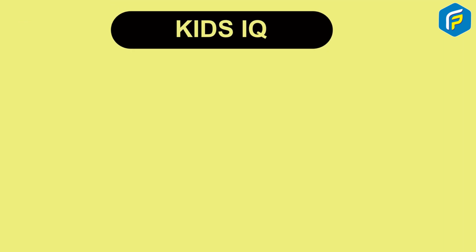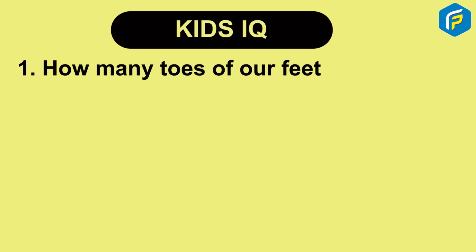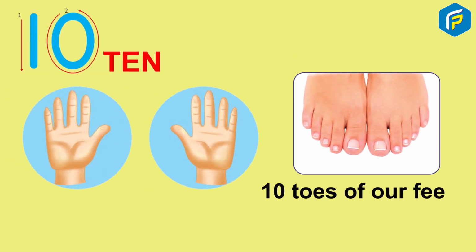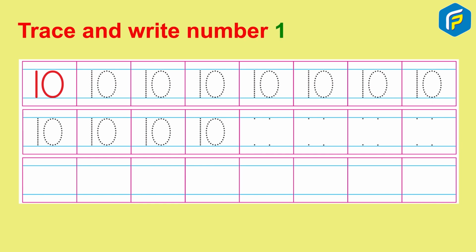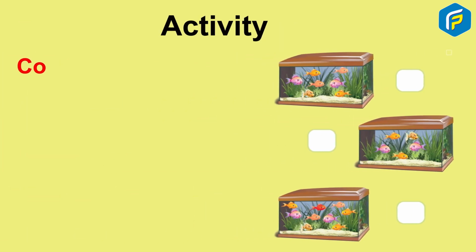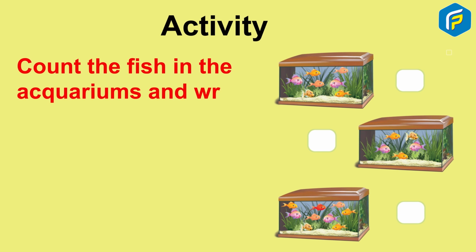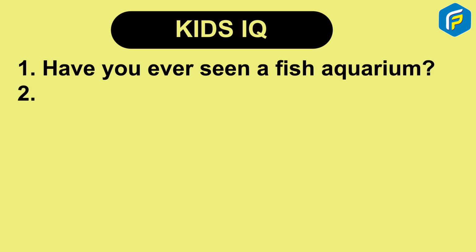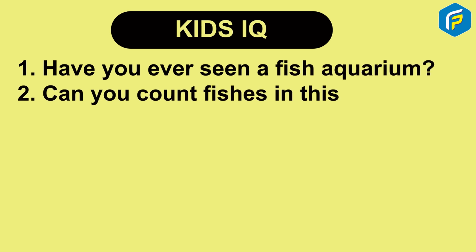Kids IQ. 1. How many toes of our feet can you count? 10. 10 toes of our feet. Trace and write the number 10. Activity. Count the fish in the aquarium and write in the box. Kids IQ. 1. Have you ever seen a fish aquarium? 2. Can you count fishes in this fish aquarium?